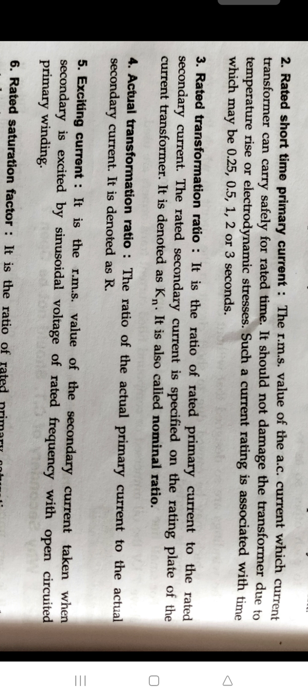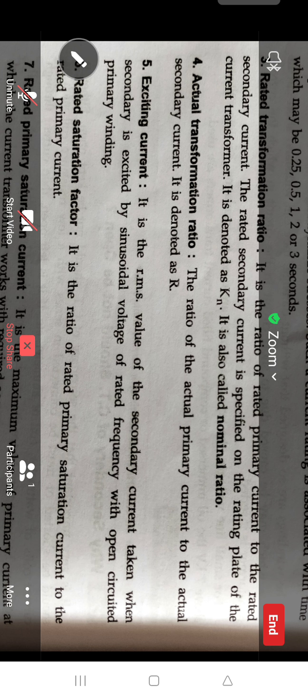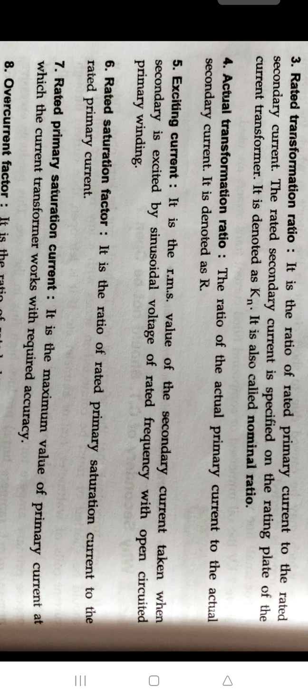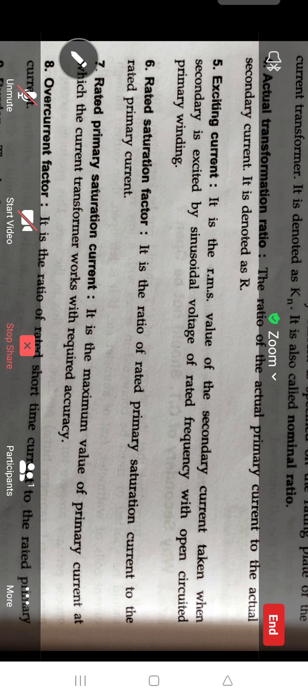So rated one is the ratio of rated primary to rated secondary, and actual one is of actual primary to actual secondary. Now fifth one is exciting current. It is the RMS value of secondary current taken when secondary is excited by sinusoidal voltage of rated frequency with open circuit primary winding. So the current which happens when the primary winding is open is called exciting current.